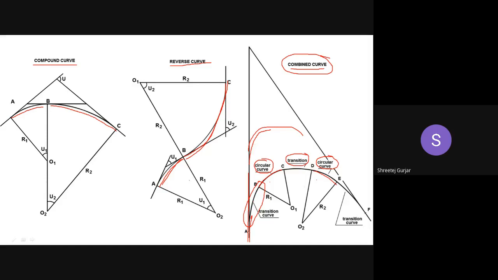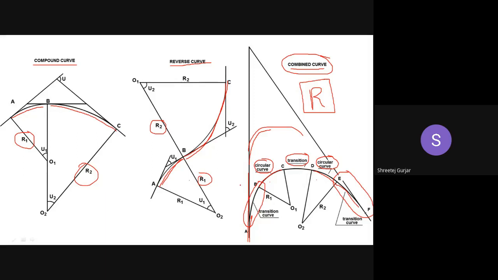So what we do, we provide a transition curve which allows you to smoothly get into the curve and smoothly get out of the curve. You can see at the exit also you have a transition curve, that is E to F, right? The important thing you have to remember is that the radius is varying. The radius of the transition curve is not constant like in a circular curve, compound curve, or reverse curve, wherein your radius, R1, R2, were fixed. But in this transition curve the radius will be varying. It is not a fixed value, because it has to get from a straight line to a circular curve.